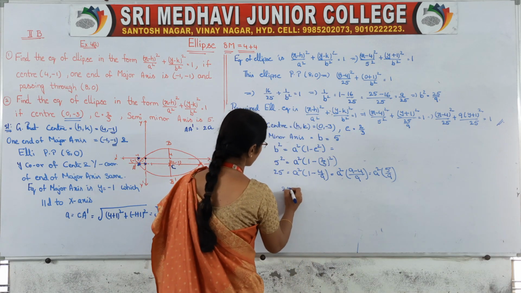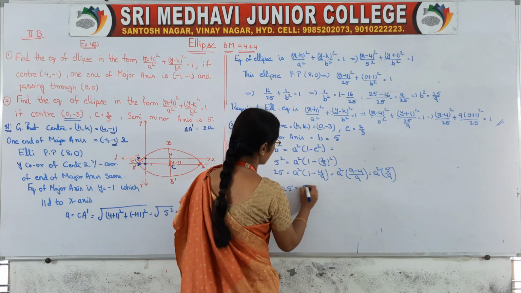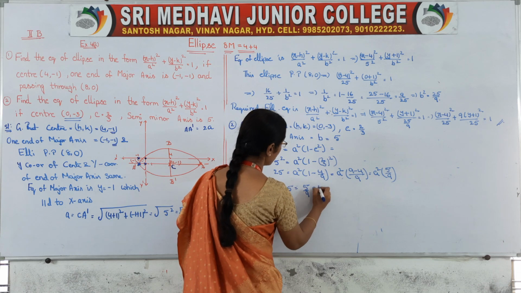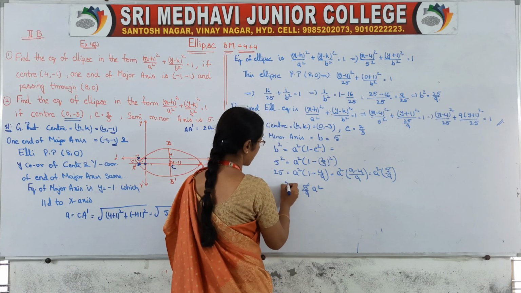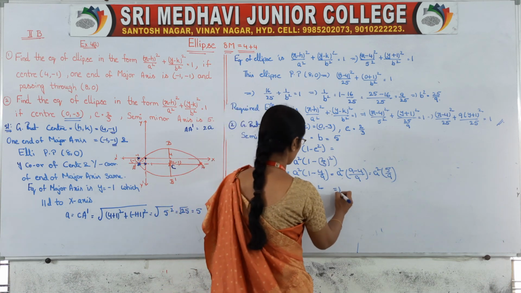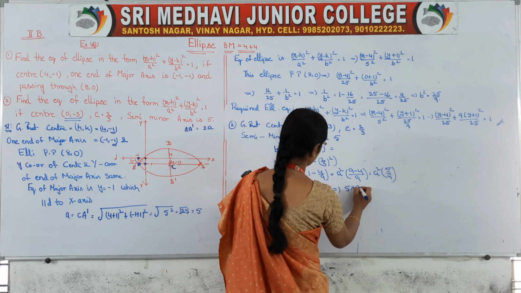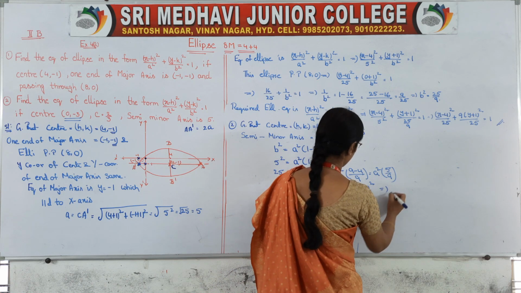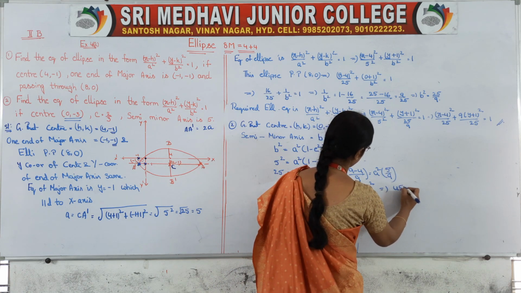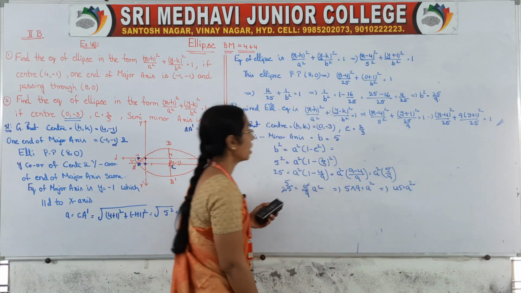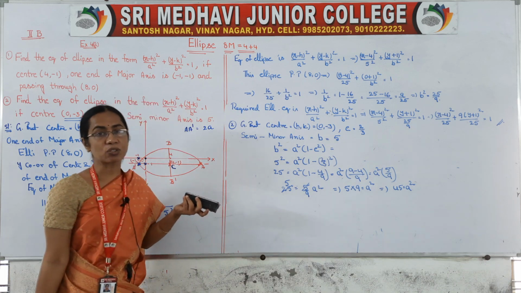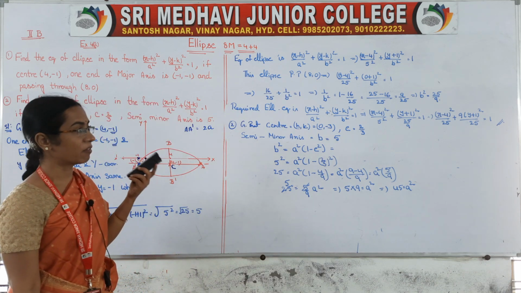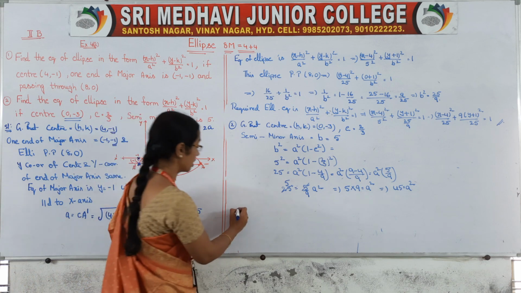Okay, so we got 25 is equal to 5 by 9 into a square, 5 is a 25. So send 9 this side, 5 into 9 is equal to a square, 5 nines are 45, so a square is 45. So you got your b value and a square value. You can write your required ellipse equation.